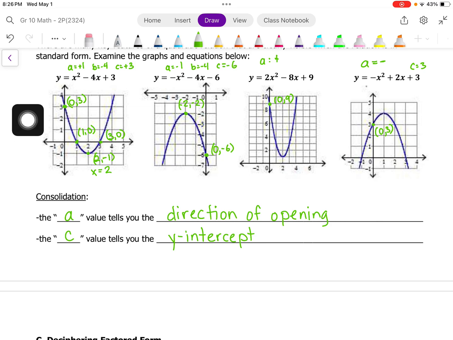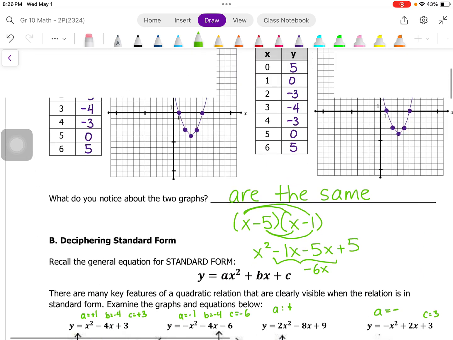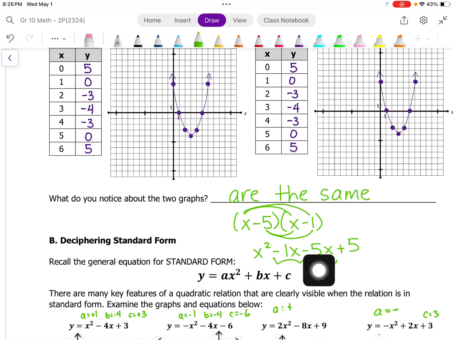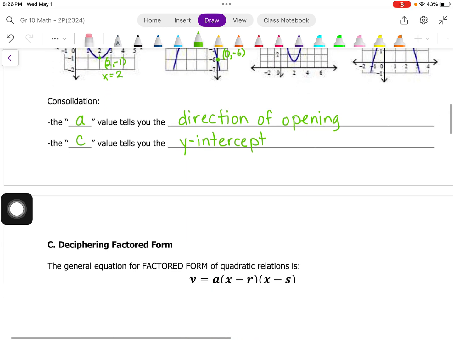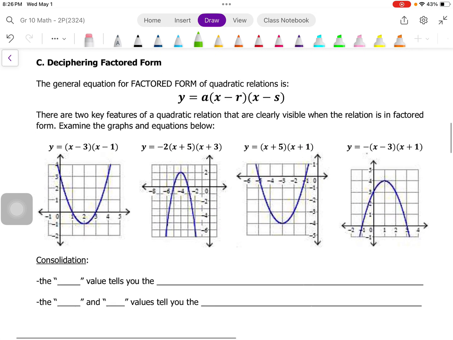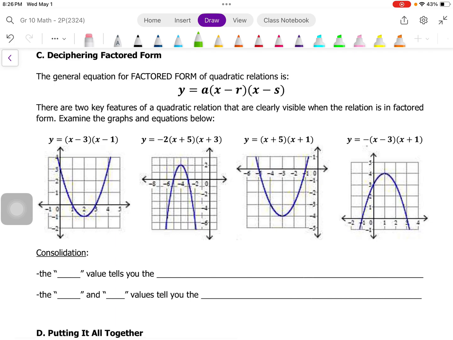Now, that is not enough information to graph an entire parabola, and so in the last unit we learned how to go from factored form to standard, but also how to go from standard form to factored. And that's going to be helpful because each form tells us different pieces of information. So we're going to now investigate factored form, which the general equation for that is y is equal to a times (x minus r) times (x minus s).